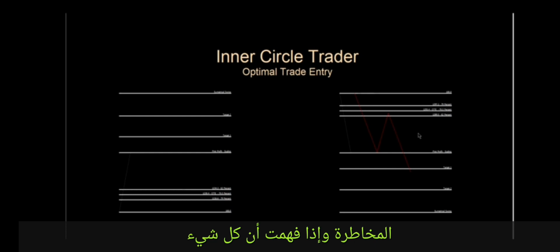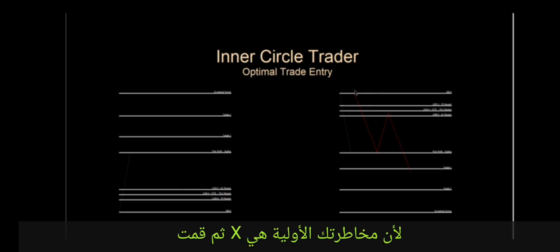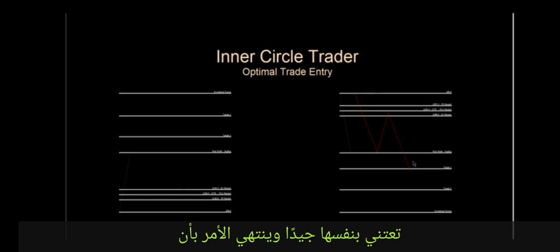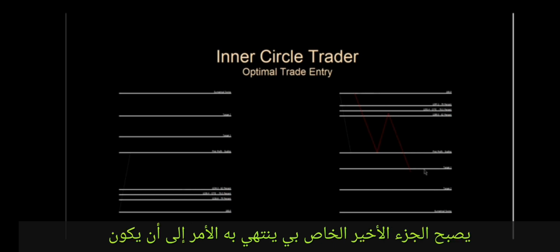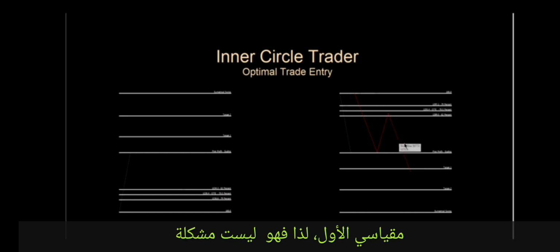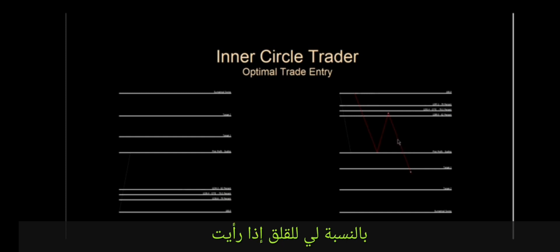And if I get that, everything past that first scaling out takes care of itself. That's why I laugh when I hear folks saying it's stupid to take first profit or scaling out profits, because your initial risk is X, and then you've taken a small profit, yada yada yada. Well, that's because I'm looking for these objectives down here, and it takes care of itself. My last portion ends up being generally way more than what I did in my first scaling. So it's not an issue for me to be worrying about.